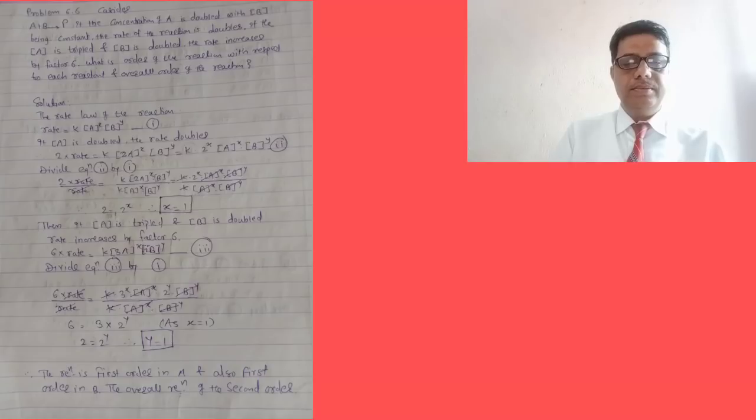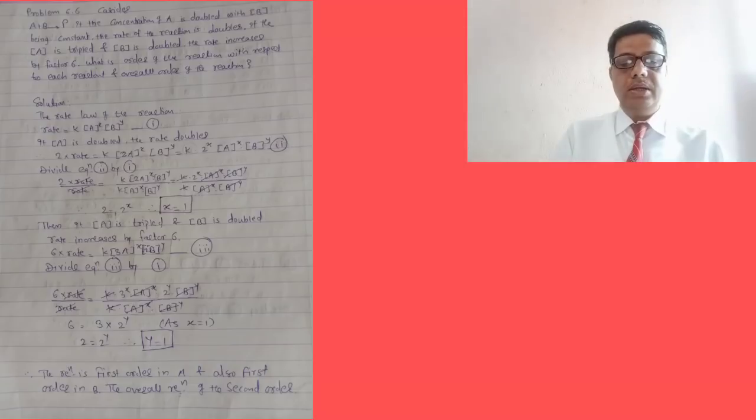the solution of this one. The rate law for the reaction, that is, the general rate law for this reaction, is rate is equal to rate constant K into concentration of A raised to X into concentration of B raised to Y. This is the first equation. Now see the first condition. Concentration of A is doubled and concentration of B is constant. The rate doubles. So the above equation becomes: rate doubles, that is 2 into rate is equal to K.